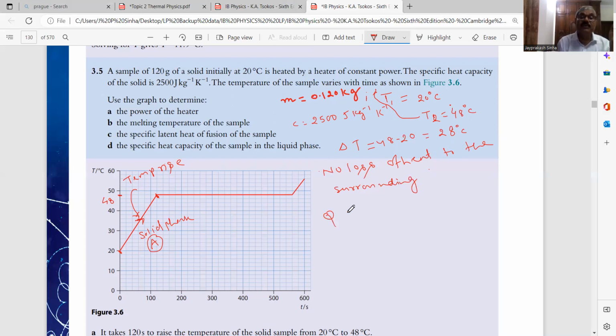So we can find Q is equal to mc delta T. We have already seen this. Here m is 0.120, multiplied by c, which is 2500 joule per kg per Kelvin, multiplied by 28. I have already calculated it, so I will give you the direct value. No need to calculate.